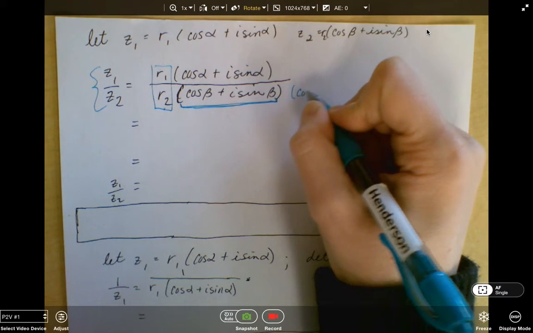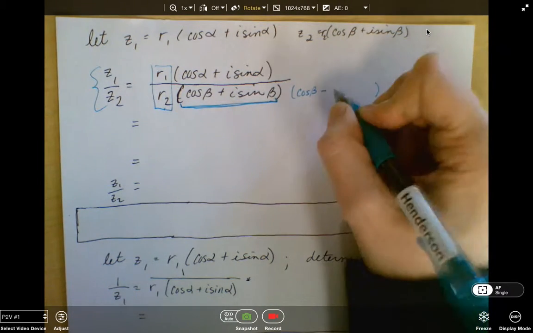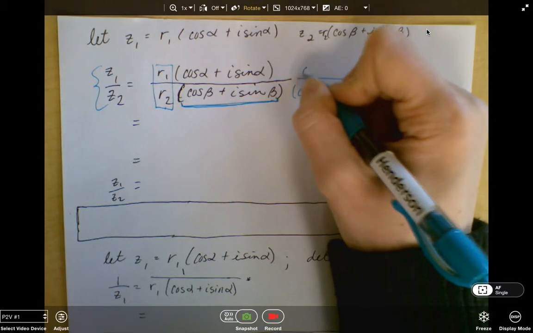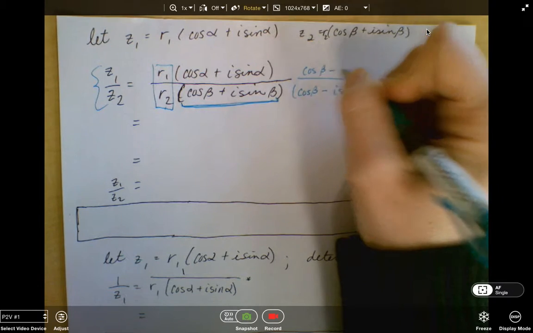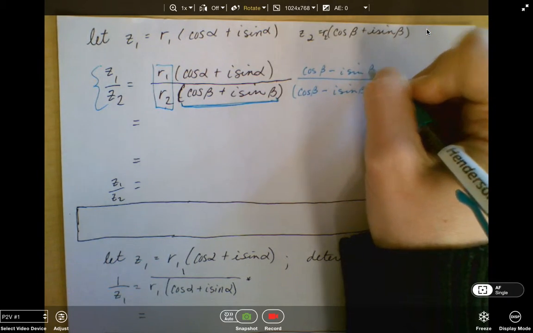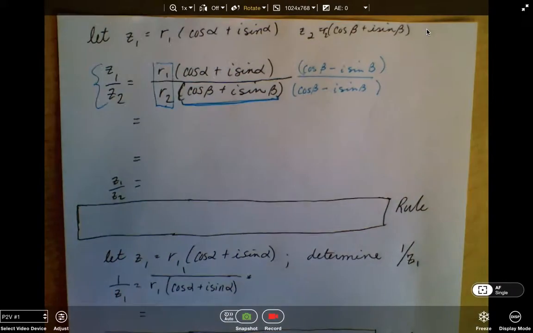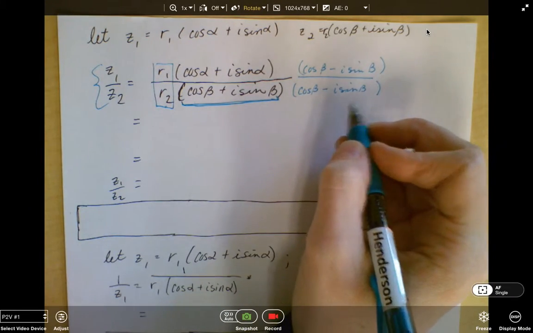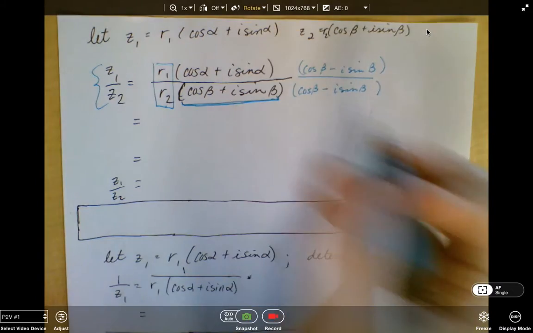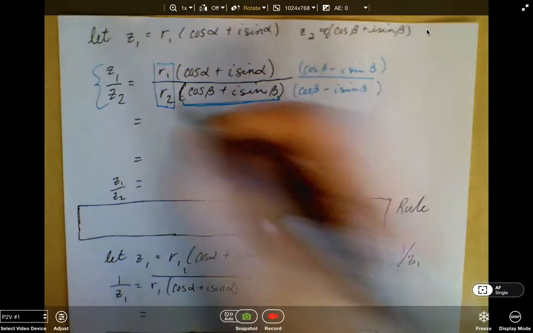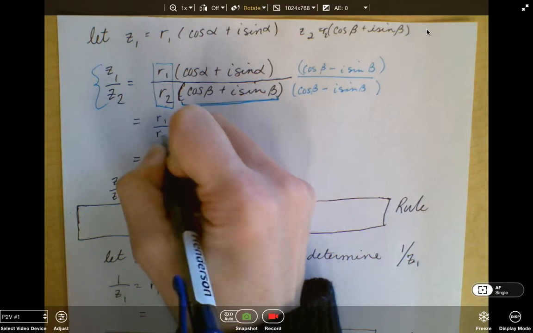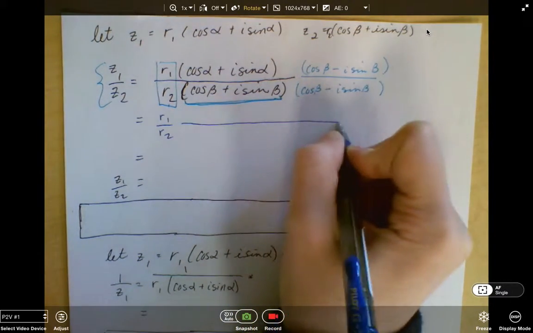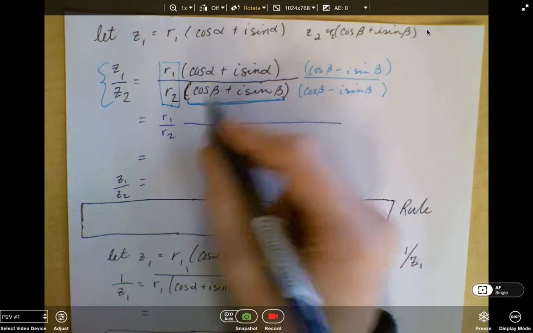So this becomes cosine of beta minus I sine beta, cosine beta minus I sine beta. Okay. In the denominator, the center terms are going to just cancel out because it's a difference of perfect squares. So we've got R1, R2, and then in the numerator, we've got a nice long one. We'll come back to the numerator.